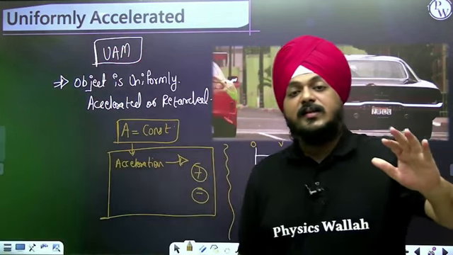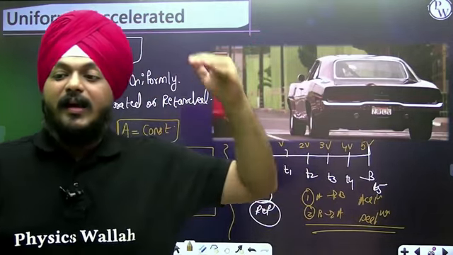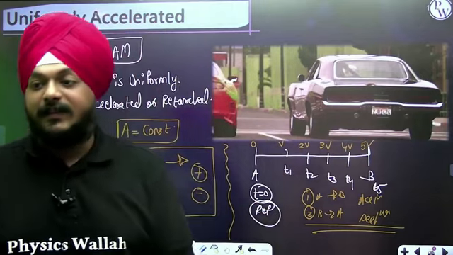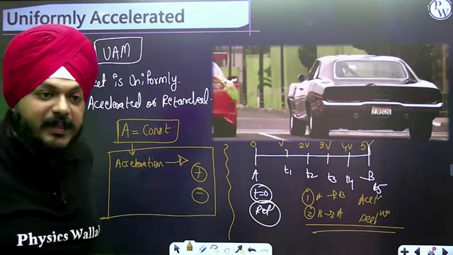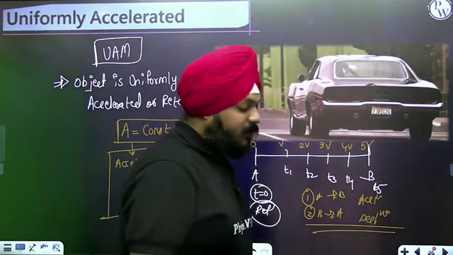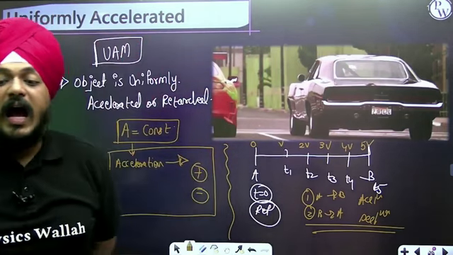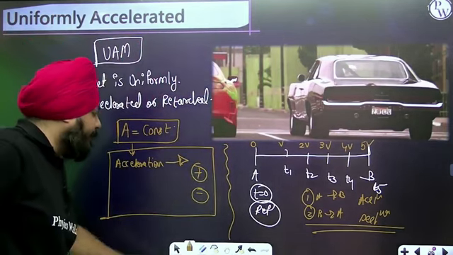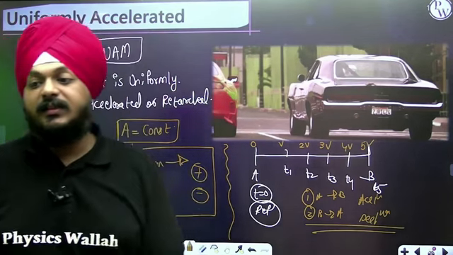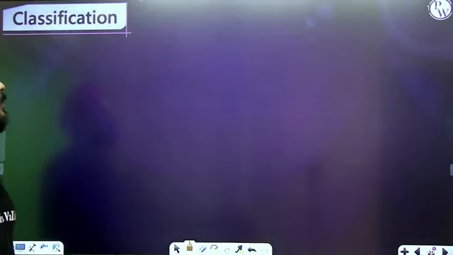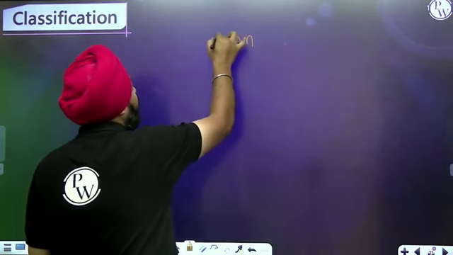Everything in physics is described in terms of mathematics. Then how are we going to define this? How are we going to mathematically represent this? For that, we have two ways. The equations of uniformly accelerated motion can be described in two ways.